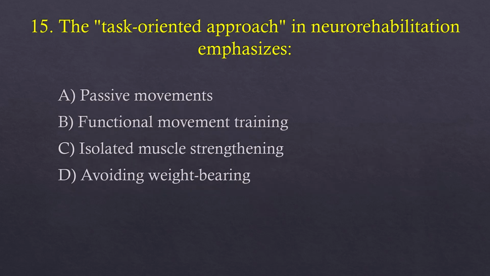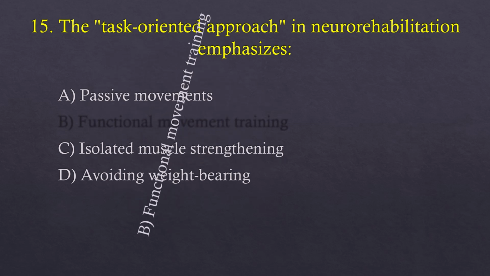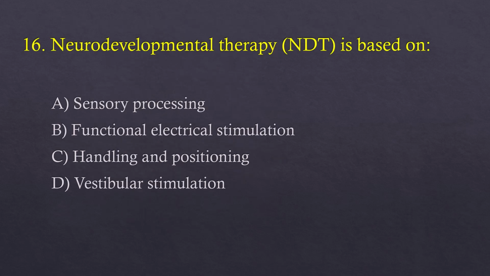Number 15. The task-oriented approach in neurorehabilitation emphasizes A. Passive movement, B. Functional movement training, C. Isolated muscle strengthening, D. Avoiding weight bearing. So the answer is B. Functional movement training.